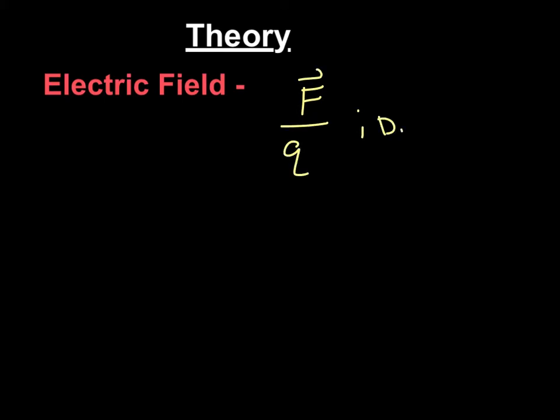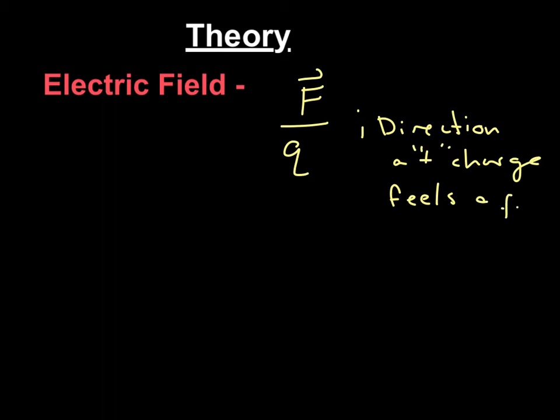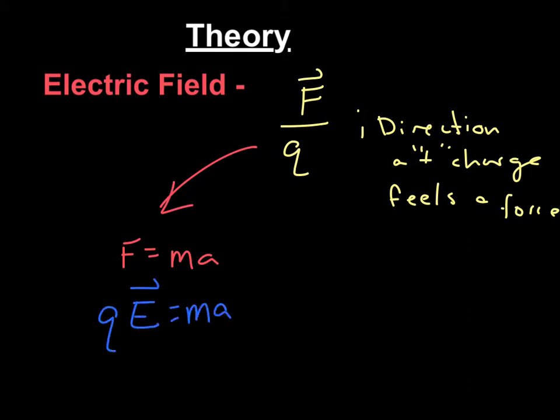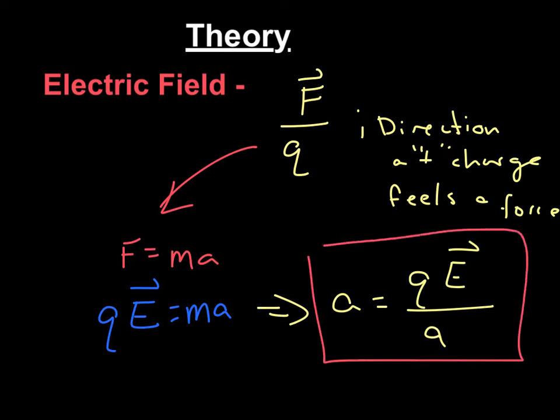So the electric field is the force per unit charge. Or you can think about it as the direction a plus charge "feels a force." Which means if you use Newton's second law, you get F equals ma. Rearranging this equation, you get QE equals ma, which then goes to acceleration is equal to QE over m. Which means if you have a charged particle in an electric field, it will accelerate, or its velocity will change.